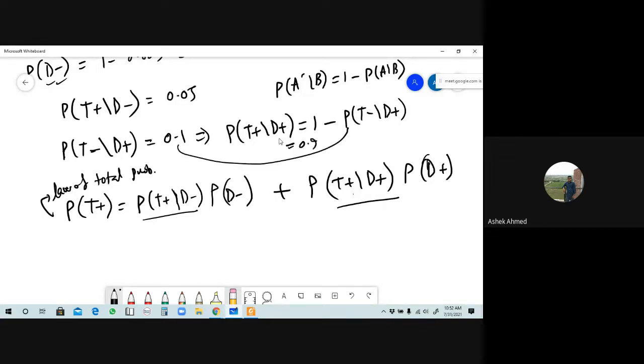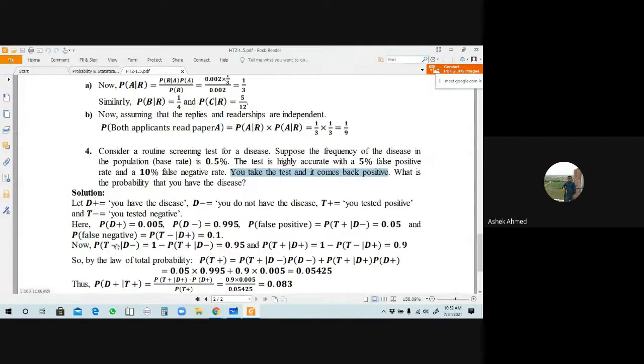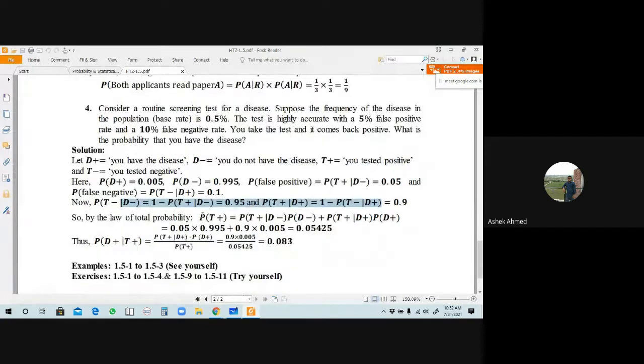Okay. So we have already, similarly you can find out also probability of T minus given D minus also. Okay, তাহলে 1 minus কত 0.05. Okay, সেই ভ্যালুটা হবে, that is not big. যেটা এখানে I have clearly discussed here. Okay, clearly discussed. So this is the law of total probability.